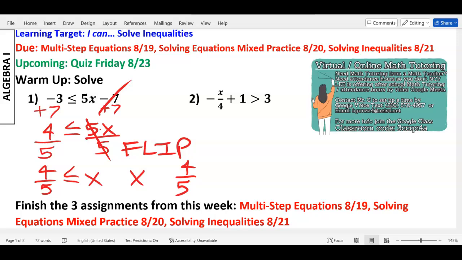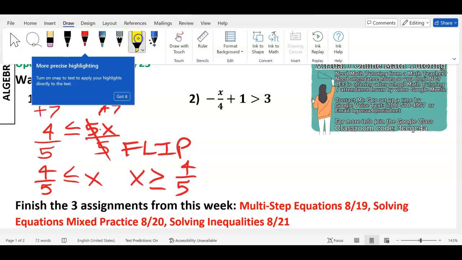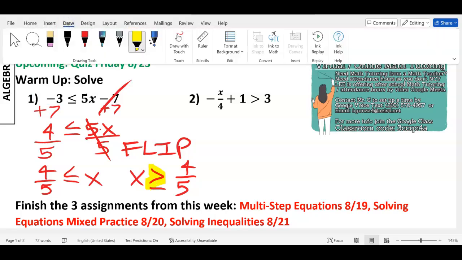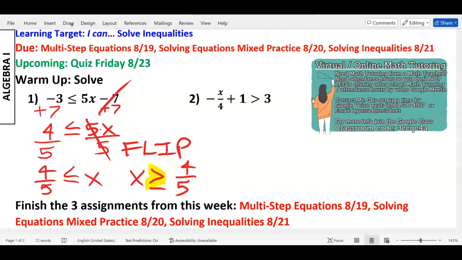But here's the deal. When you flip the whole thing, you also have to flip that inequality. It's not going to be true unless you flip everything. So that less than or equal to becomes greater than or equal to. For emphasis, if you flip the entire inequality, you gotta flip the inequality sign. Cool? Let's do number 2.